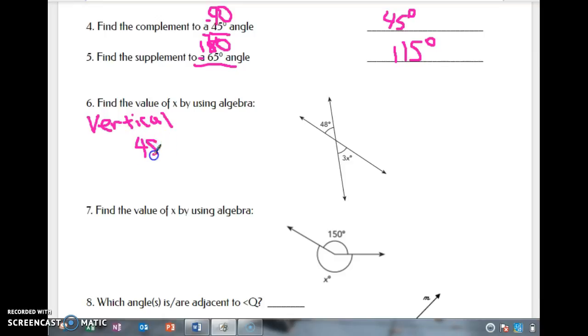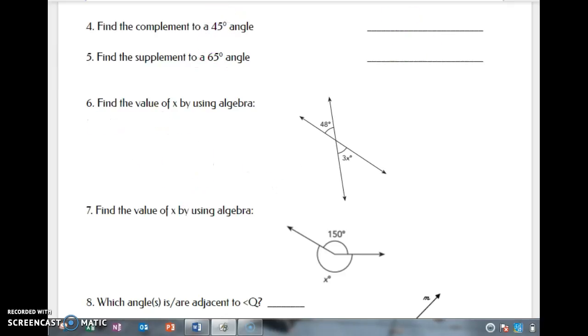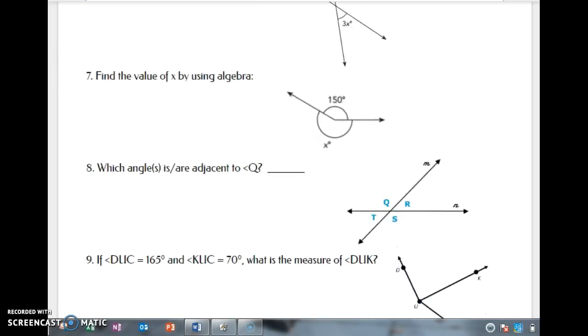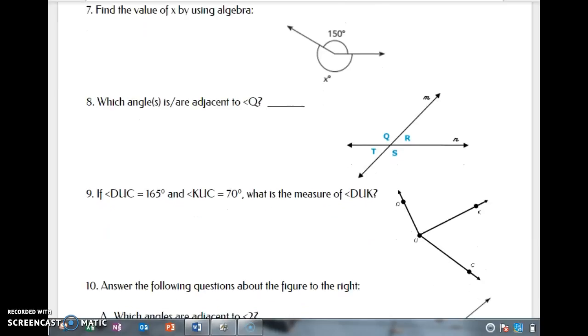Your expression would be 48 is equal to 3x. And then from topic 8, you should know in order to get x by itself, you have to do the inverse operation, which is dividing both sides by 3. When you do 48 divided by 3, you get x equals, 3 goes into 4 once, with 1 left over. 3 goes into 18 6 times, so x is equal to 16 degrees. Okay, only a few more questions left. We're going to go down to questions 7, 8, 9, and 10.